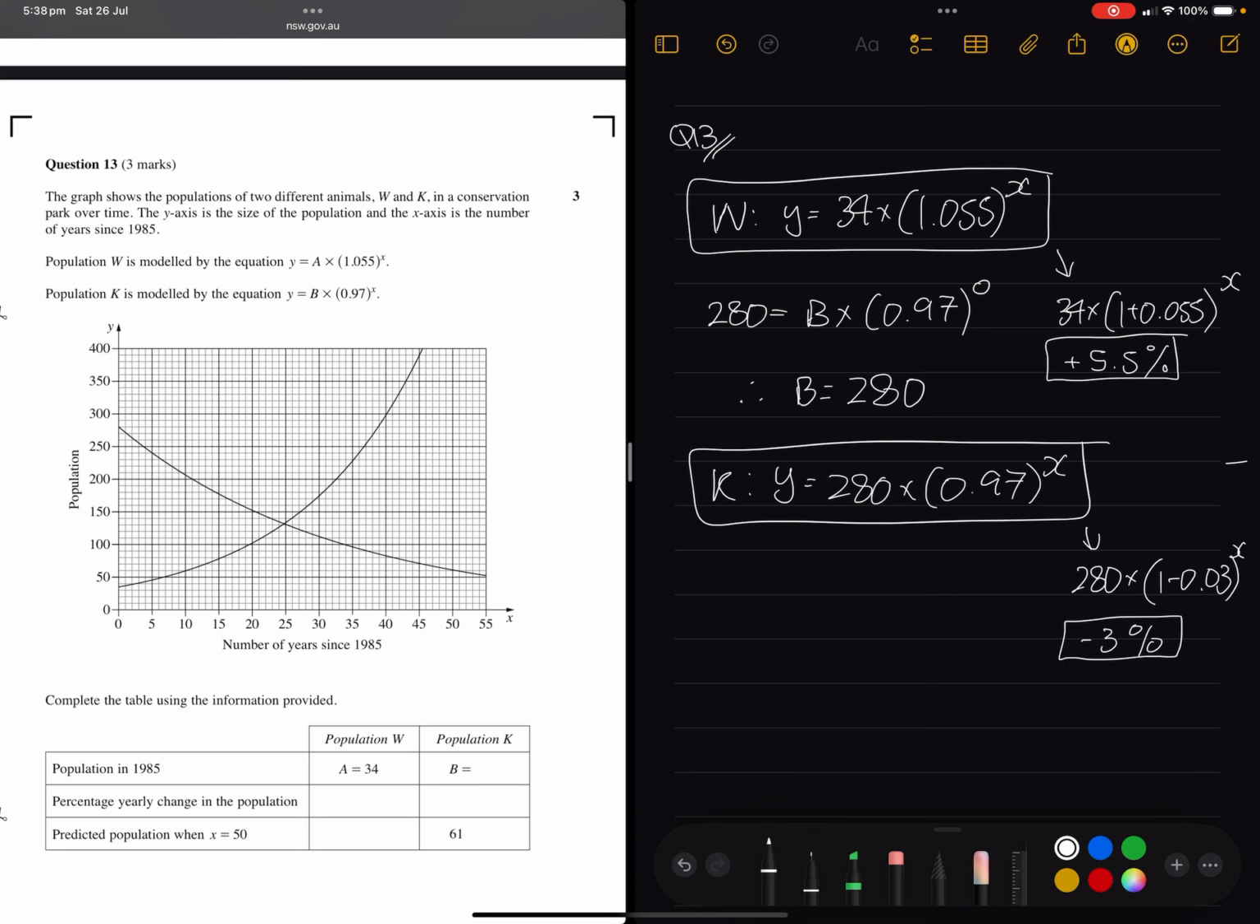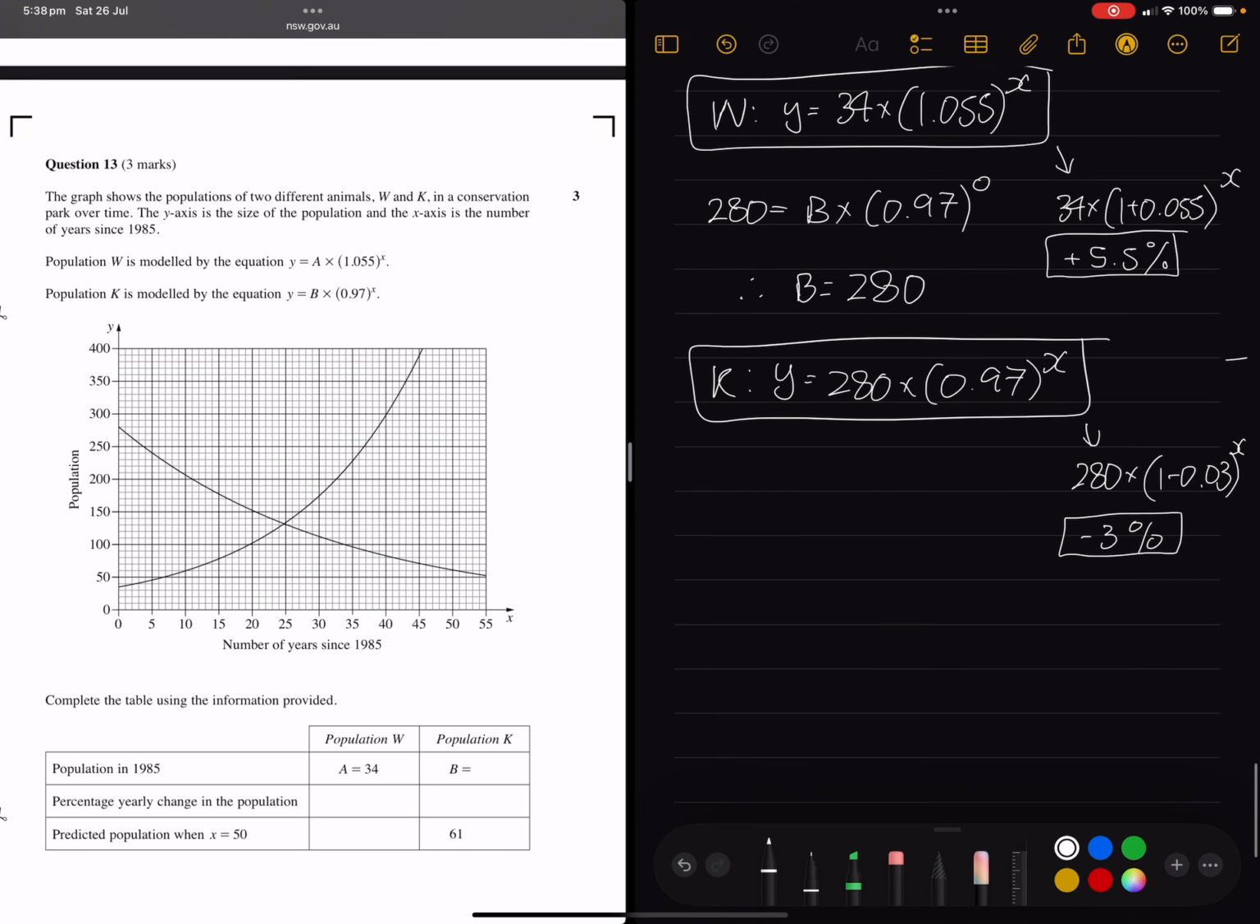The predicted population when X is 50, well, we're already told that for population K it's 61. You can read that off the chart. You can't read it off the chart for population W, so you have to plug in X equals 50 to the W model. So write the W model down here. We have Y when X equals 50 is 34 times 1.055 to the power of 50.